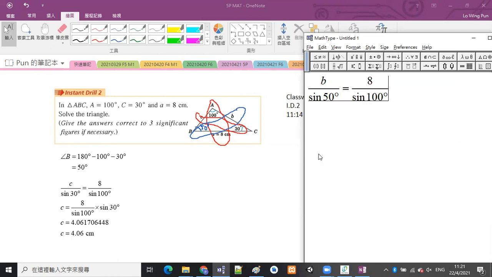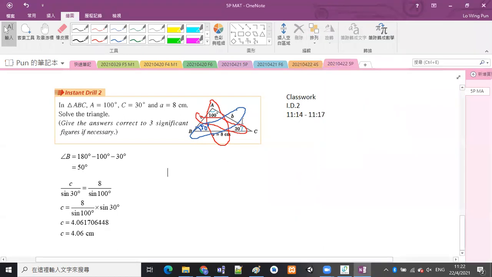And then the other pair should be using the A pair, 8 over sine 100 degrees. Okay. And then B should be equal to 8 over sine 100 degrees times sine 50 degrees. So use the calculator. Should be 6.22 something, right? So B is equal to 6.222895307. And when it is correct to 3 SF, it should be 6.22 cm. Are you correct? Okay, good. Can you get this? Simple idea, right?